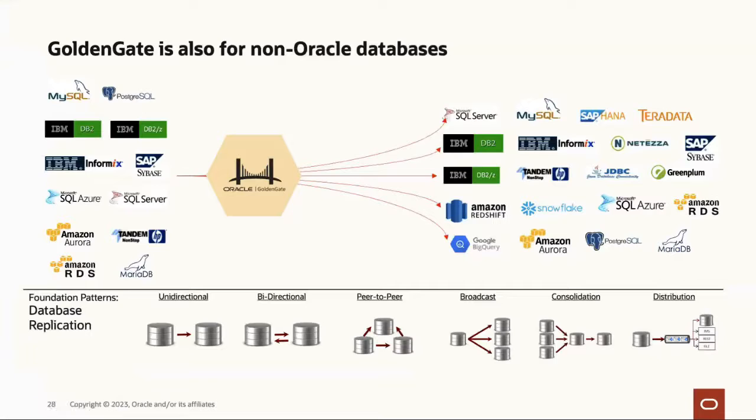So here we have an example of some of the database replication patterns. We have unidirectional, bidirectional, peer-to-peer, broadcast, consolidation, and distribution. Golden Gate follows a system called targets. So you'll have different targets at different paths in the database replication. And for each Golden Gate point, you can have up to 20 targets. So you can have very complex and intricate ways that you can push your data from one database to very many.